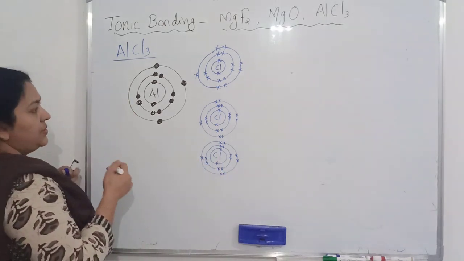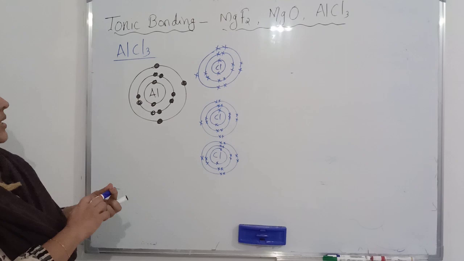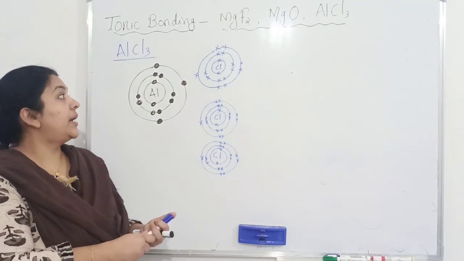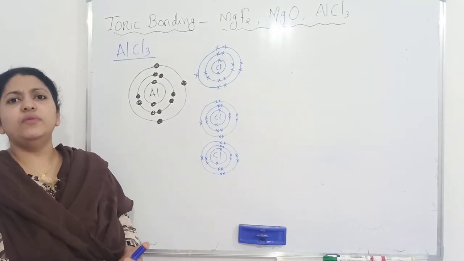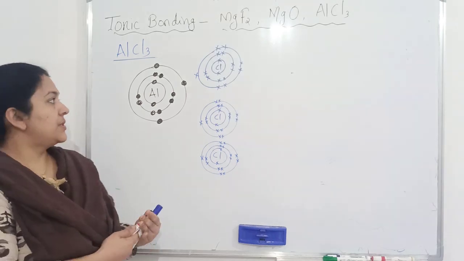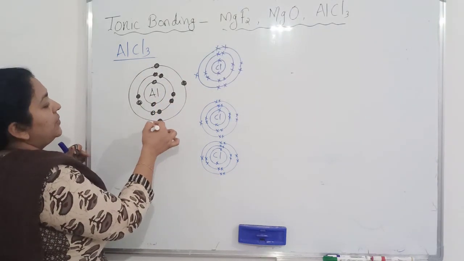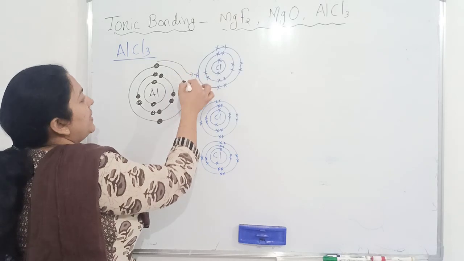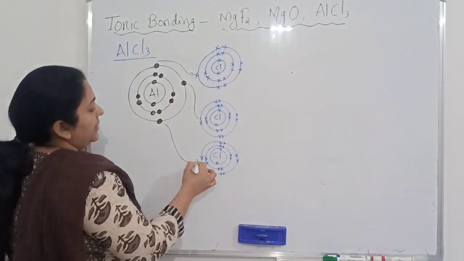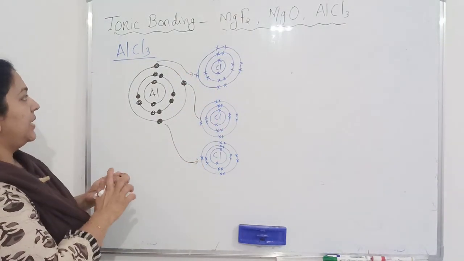1 unpaired. So here from the diagram you can see that each chlorine atom has 1 unpaired electron. So here 3 electrons are to be donated. Now it's very simple, like this. Pairing will occur like this.